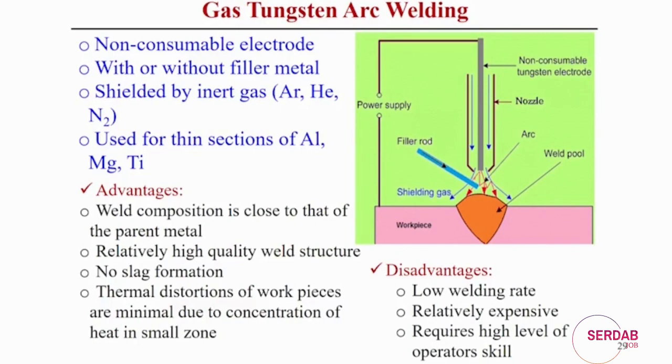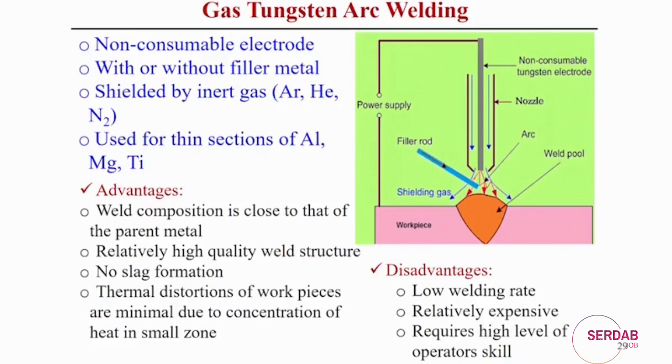In this process we use a non-consumable electrode, with or without extra filler material added, and sealing is done generally with argon, helium or nitrogen, that means an inert type of gas. It is specifically used when a very thin section or a very small weld joint is required. In this case the gas tungsten arc welding is a good solution.